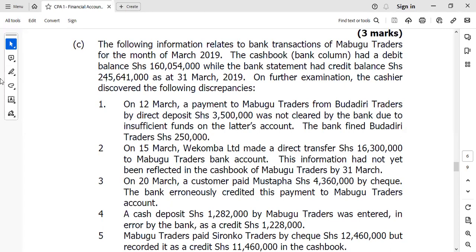Okay, so I'm going to be putting some extra notes here for purposes of you understanding the different treatments on each and every note. It's a dishonored check, of course, as I've told you. So this is a dishonored deposit.